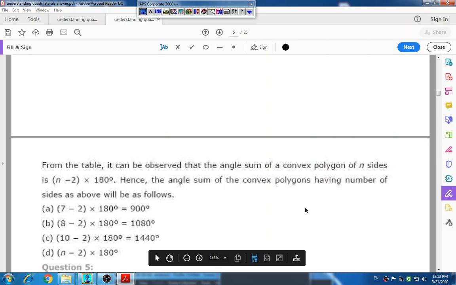The convex polygons having number of sides as above.